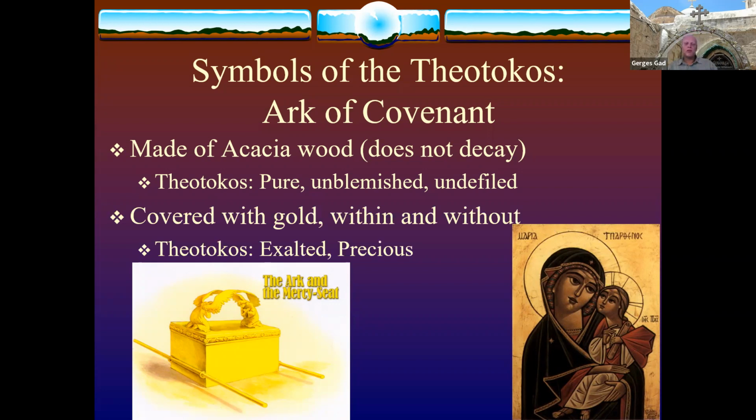The Ark of Covenant was overlaid with gold, covered with gold within and without. So it's made out of acacia wood, and then it's covered with gold. Gold represents something very valuable, very precious, very exalted. Just like the Theotokos, she's very exalted, she's very precious. We exalt her. We say in the chant during Kiahk, we exalt you worthily with Elizabeth, your cousin, right? So the Ark of Covenant represents the Theotokos, and that it's undefiled, it's pure, like it's made of wood that does not decay, and then covered with gold means it's very precious, very valuable, very expensive.